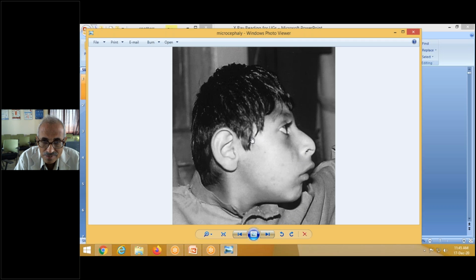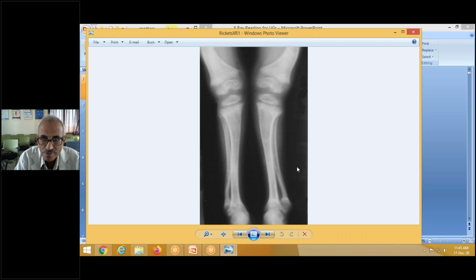And you can see the low set ears. If you draw a line from here across, parallel to this, and the tragus is below that, it is called low set ears. Usually it should cut at the upper third of the tragus. If the entire ear is below that, then it is called low set ears. Okay.